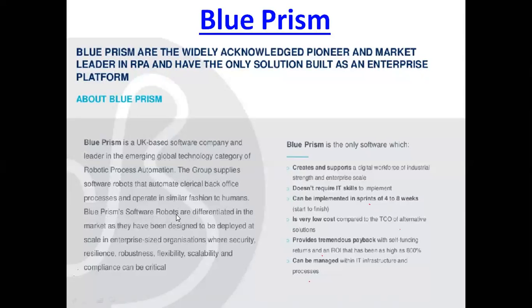Blue Prism software robots are differentiated in the market as they have been designed to be deployed at scale in enterprise organizations. Okay, so here we can see the advantages of Blue Prism compared to other automation tools. It creates and supports a digital workforce of industrial strength, and it doesn't require any IT skills to implement. Just now I was trying to explain that to Mr. Venkat. It can be implemented in a sprint of 4 to 8 weeks, start to finish.